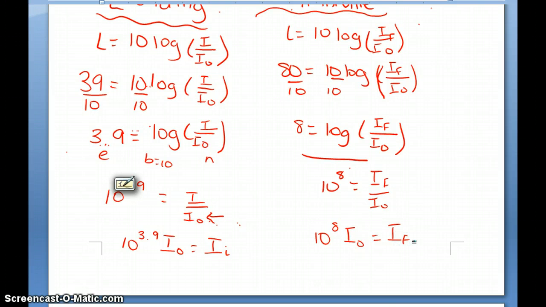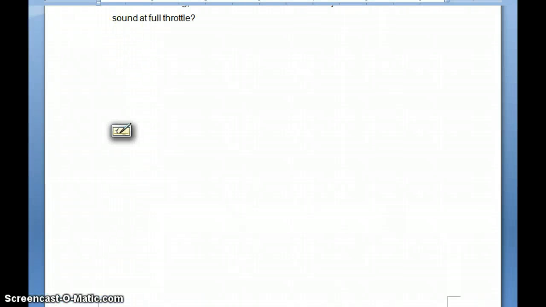So we've found what our intensities are at idle and full throttle. We're not given anything else in the question, so this is as far as we can go for finding those intensities. Now we're going to compare them. I'm just going to quickly erase this, so hope you have that written down. If not, pause it. I'll erase this so we have a little bit more room here. Alright, so now we're going to compare.